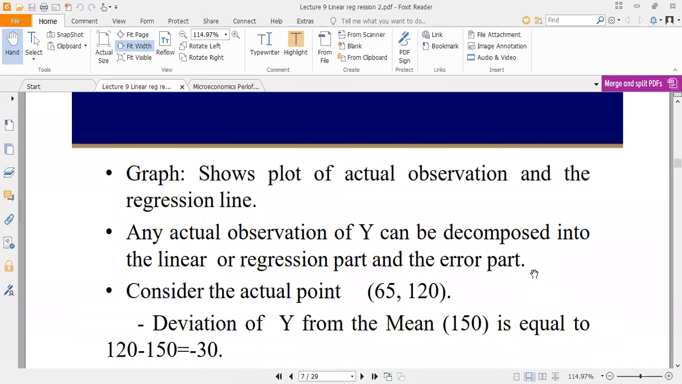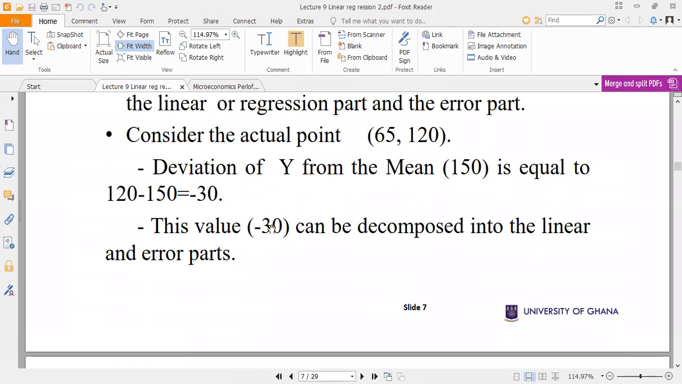it's from here. What we are trying to say is that when you decompose the deviation of y from its mean, the difference between the actual y and its mean, we can decompose it into, one, the deviation from the regression model, where you subtract the mean from the estimated y, and then the residual part. When you add the deviation of the estimated y from the mean to the difference between the actual y and the estimated y, you are supposed to get the deviation.